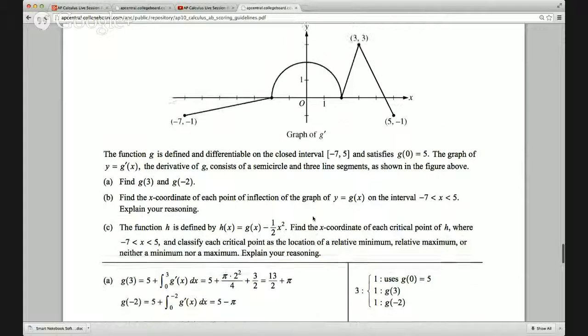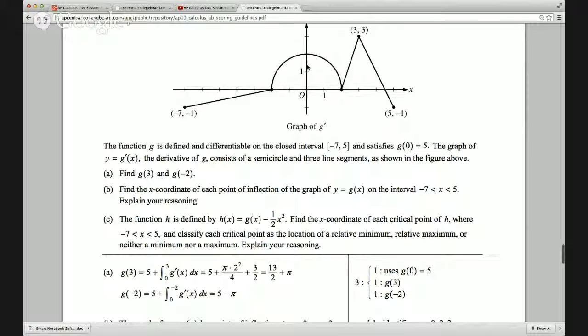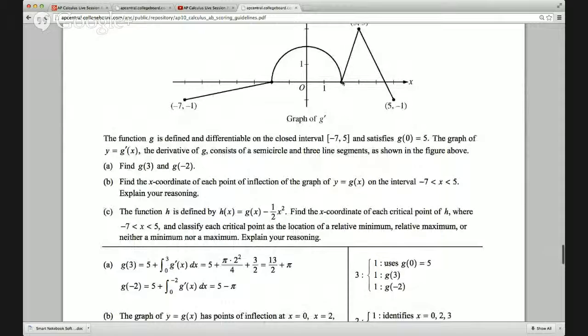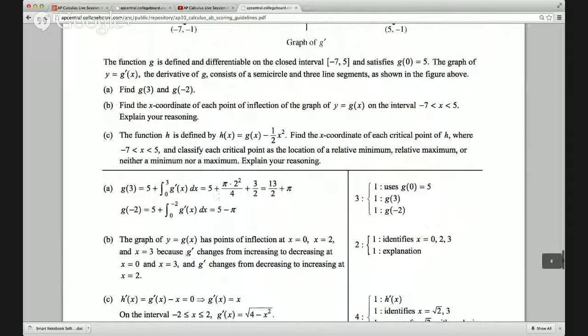So, let's look. We're going increasing, still increasing. Here's where we start decreasing. So this is going to be a point of inflection. So that's at x equals 0. Decreasing, decreasing, decreasing, we start increasing. So x equals 2 is another point of inflection. Increasing, increasing, increasing, we start decreasing. So x equals 3 is a point of inflection.